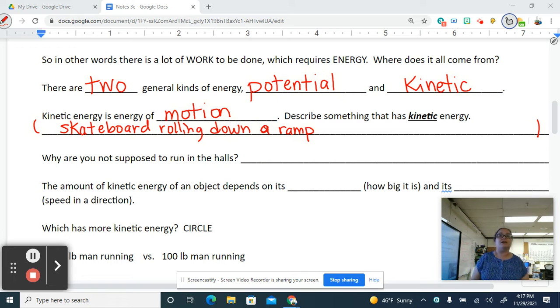Or you can smack into somebody else. If you were walking, you might barely bump each other. But if you're running, so much more energy. So why are you not supposed to run in the halls? Put that in your own words. Something about you don't want to get hurt.